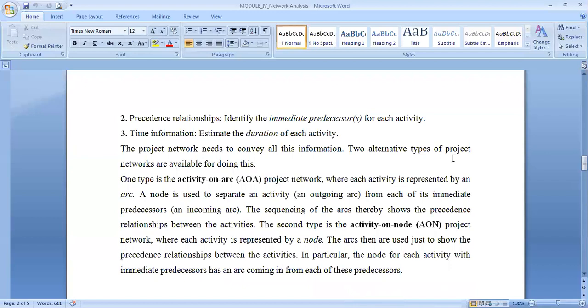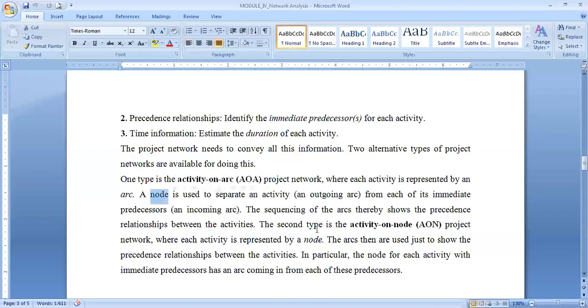Two alternative types of project networks are available. That is AOA, activity on arc, and another one, activity on node. Before going into what exactly these are, there are two graphical symbols used in the network diagram. One is the circle, which we call a node. And another one is the arc, which is normally represented by an arrow mark. That arrowhead is always heading in a forward direction.